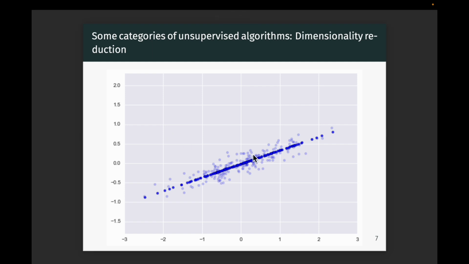For example, this is 2D data, but I can actually project it to just one-dimensional data. Most of the information is just lying along this one particular line. So there are algorithms like PCA, t-SNE, UMAP, some of which we have already used. We'll come to them later.